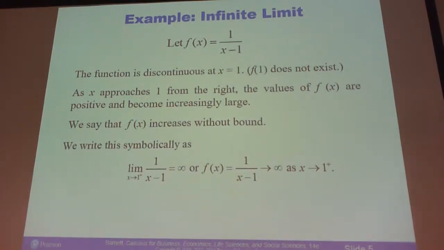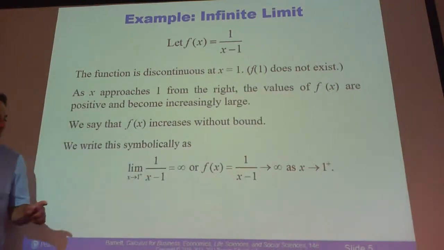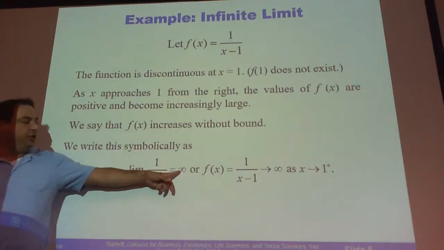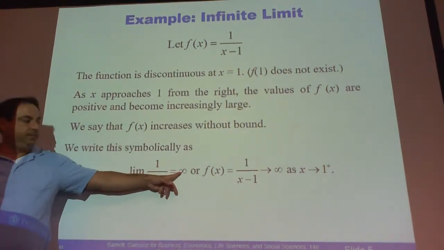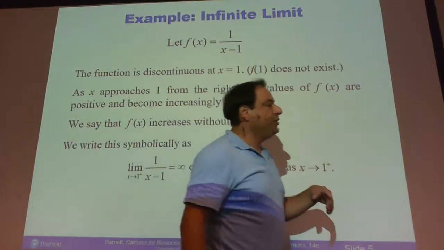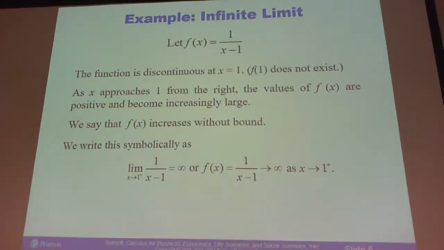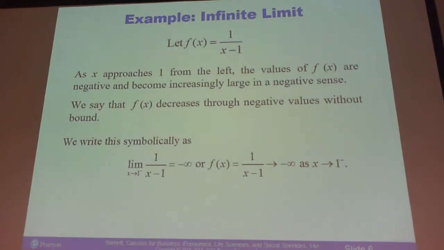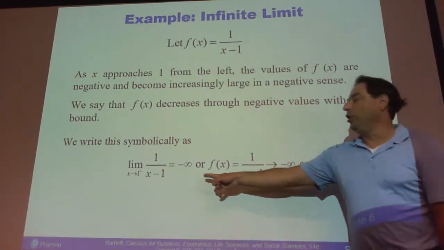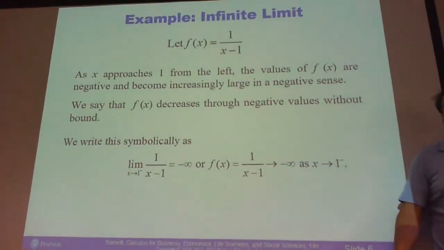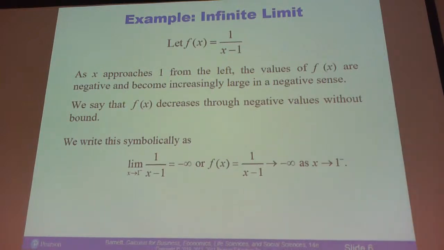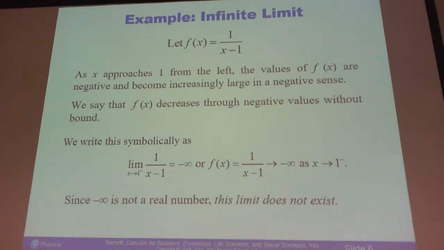Now, the symbols for this: the limit as x approaches 1 from the right goes to positive infinity. It goes up forever. The limit as x approaches 1 from the left goes to negative infinity. Are they going the same direction? No, two totally different things. And they're not going to a number. They're going to infinity, so the limit does not exist.